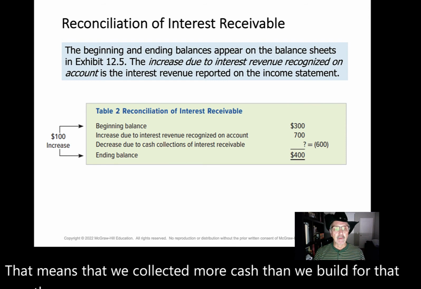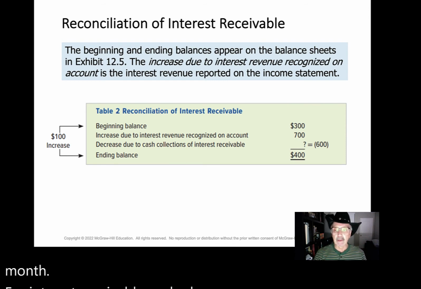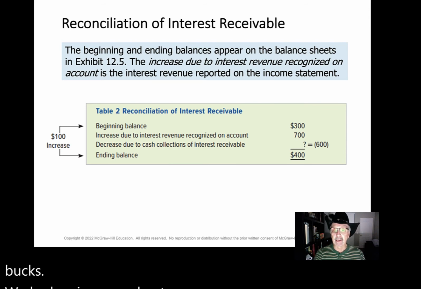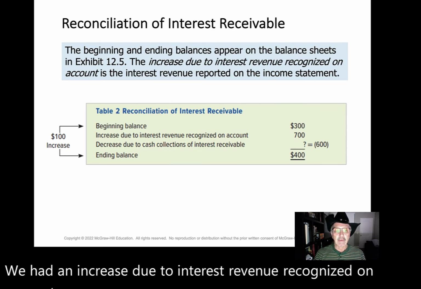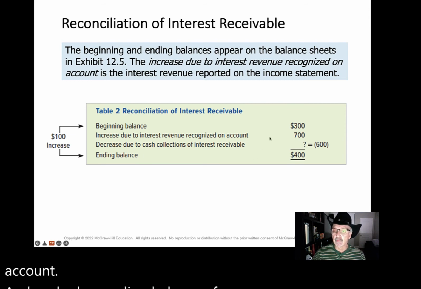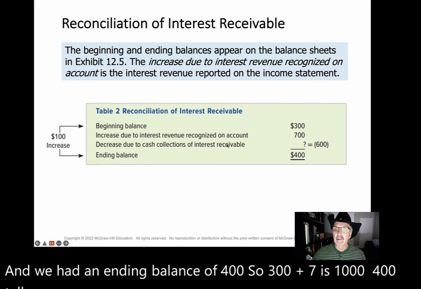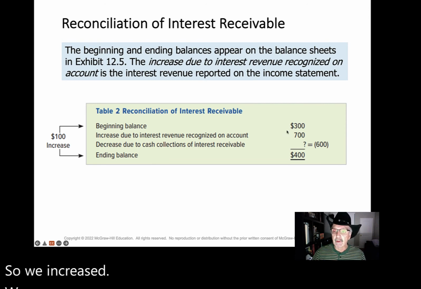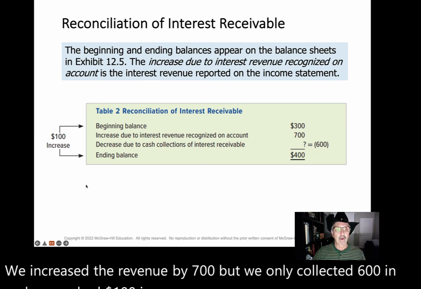For interest receivable, we had a beginning balance of $300. We had an increase due to interest revenue recognized on account, and we had an ending balance of $400. So 300 plus 700 is 1,000, minus 400 tells us that we collected $600 of interest receivable. So we increased the revenue by $700, but we only collected $600 in cash. So we had a $100 increase in this receivable.